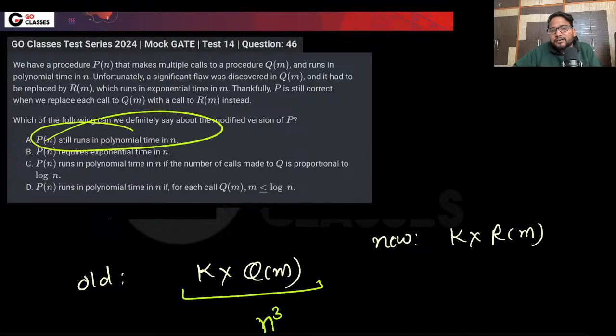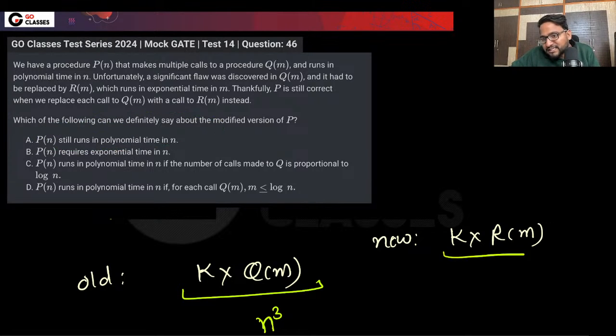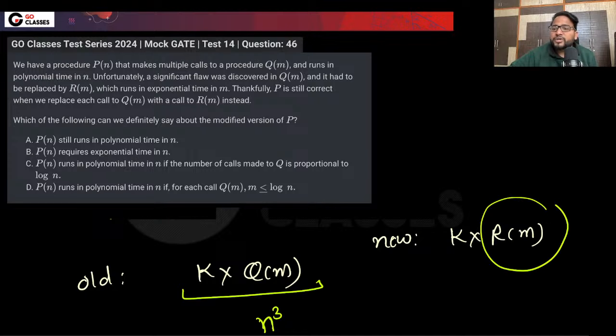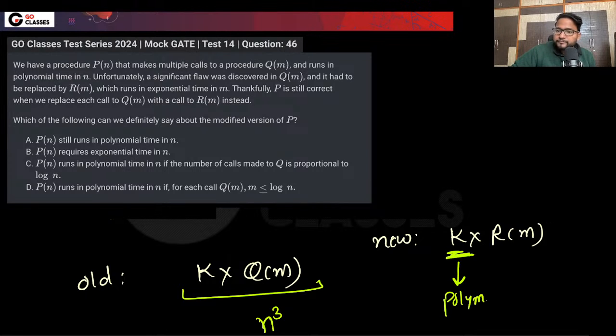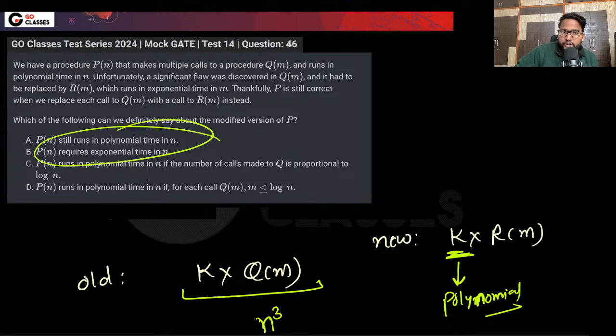Now, Pn still runs in n. Tell me, is it necessary that it will always run in n? Won't it depend on Rm? Maybe the value of m could be anything. Maybe Rm is taking too much time, right? Maybe Rm is taking n cube or maybe 2 power n. So you don't know. This is new. You're sure about this k. This is polynomial, but not about this Rm, right? Will it run in polynomial time? Requires exponential time? You don't know whether it requires exponential. It runs in polynomial? You don't know. You don't know the new P.